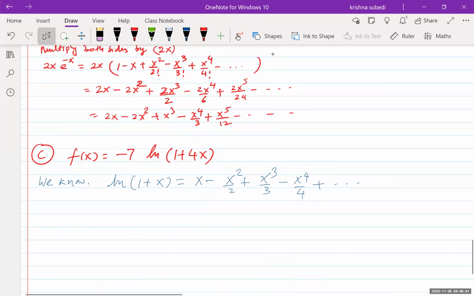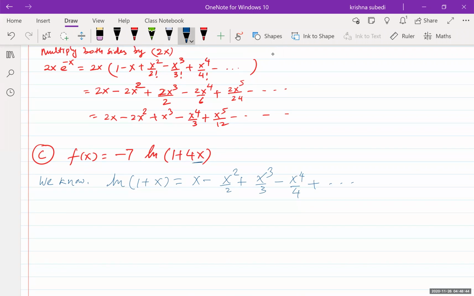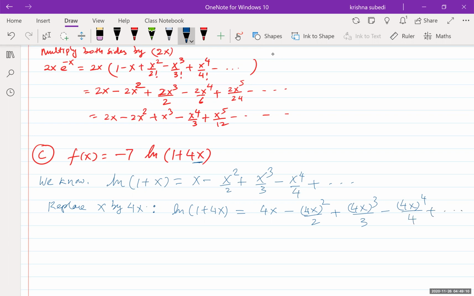And now when I compare this, the difference is 4x is there, not x. So what I want to do is replace x by 4x. So that you will get ln(1 plus 4x) equals 4x minus (4x) squared over 2 plus (4x) cubed over 3 minus (4x) to the power 4 over 4 plus, it goes like that. Okay, we are not done yet. There is minus 7. So we multiply both sides by minus 7 and we'll be done.